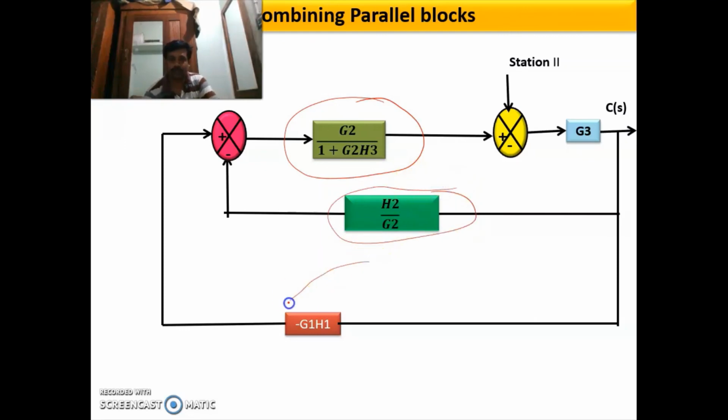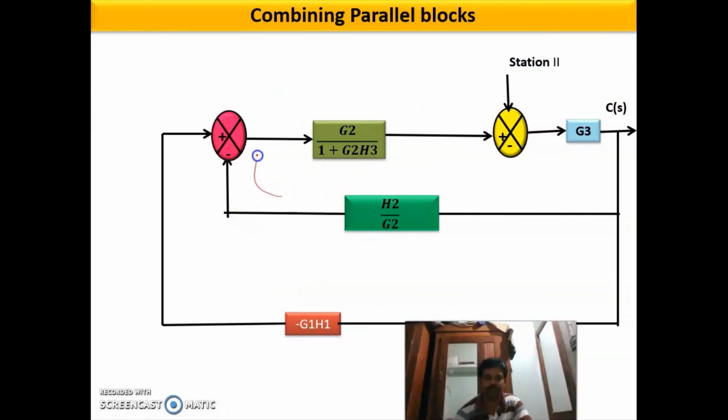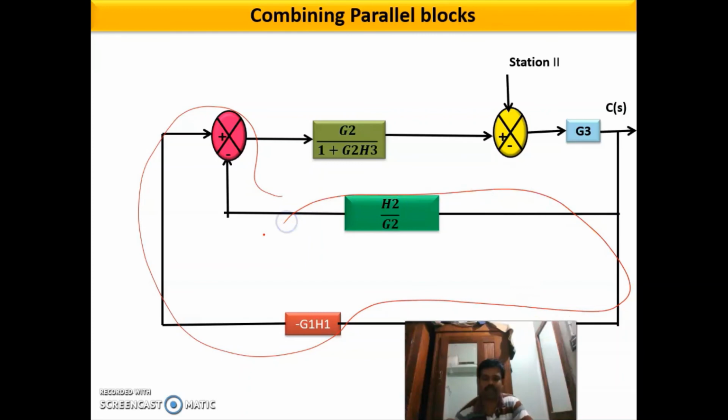Now this block and this block, these two blocks are in parallel. So we are going to replace these two blocks. Be careful, this symbol what you're having is minus. Minus G1H1 minus H2 by G2. So we can replace these two blocks by a single block whose transfer function is nothing but minus G1H1 minus H2 G1.